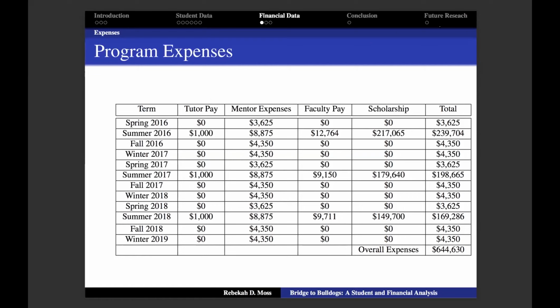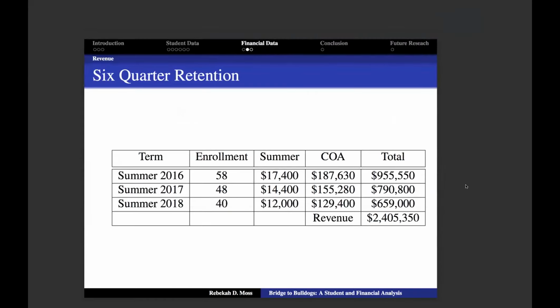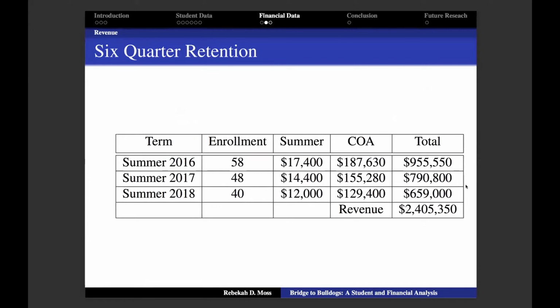So when we added all of this together, we found that the total estimated program expenses is $644,630. So that can be thought of as how much money that Tech has invested in the program so far. Because we concluded earlier that being a Bridge student was not a significant factor when we compared the summer Bridge students to the general students, we wanted to just see how much Louisiana Tech has profited strictly from the Bridge students that started in the summer.